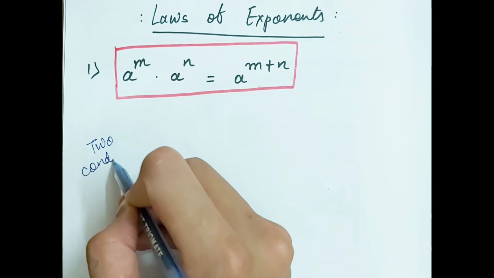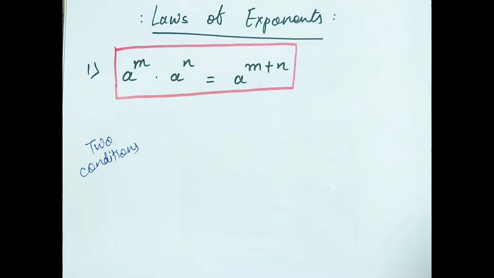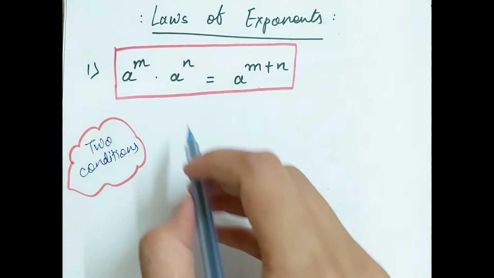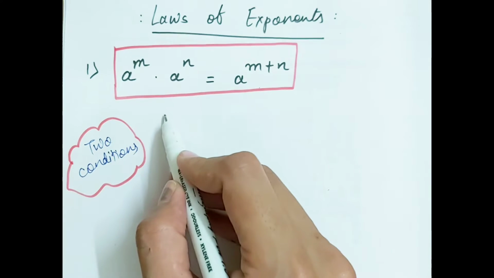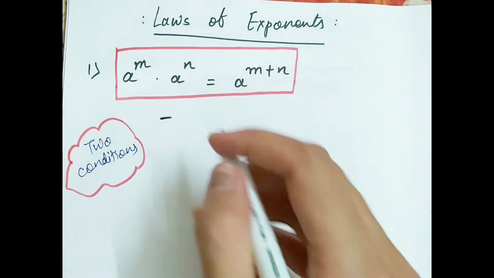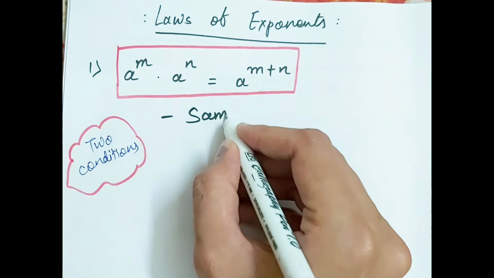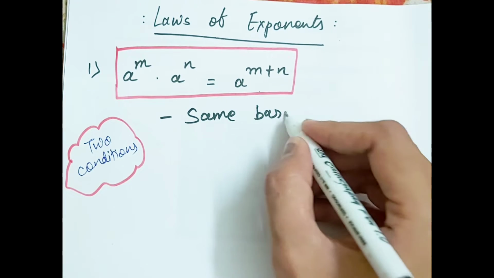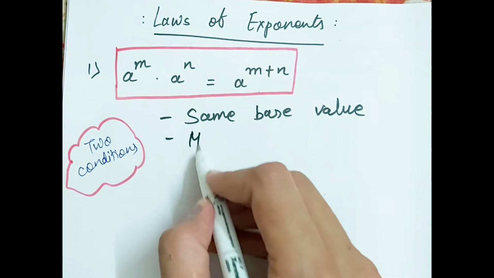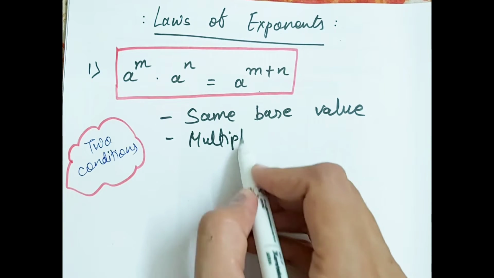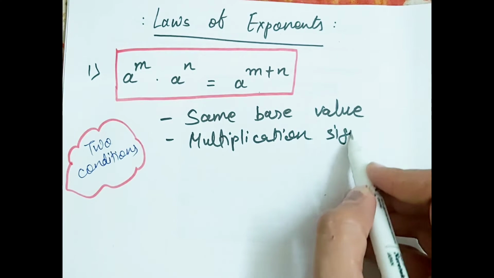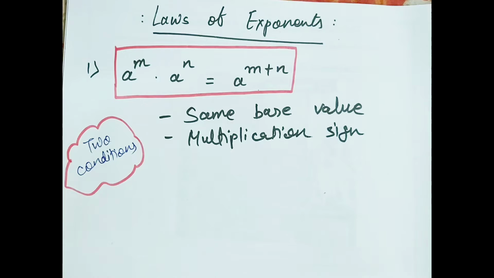I'm just going to write this down, just bear with me a minute. So the first condition says that the base value has to be the same. Second condition says that there has to be a multiplication sign. Only then can you apply this rule.